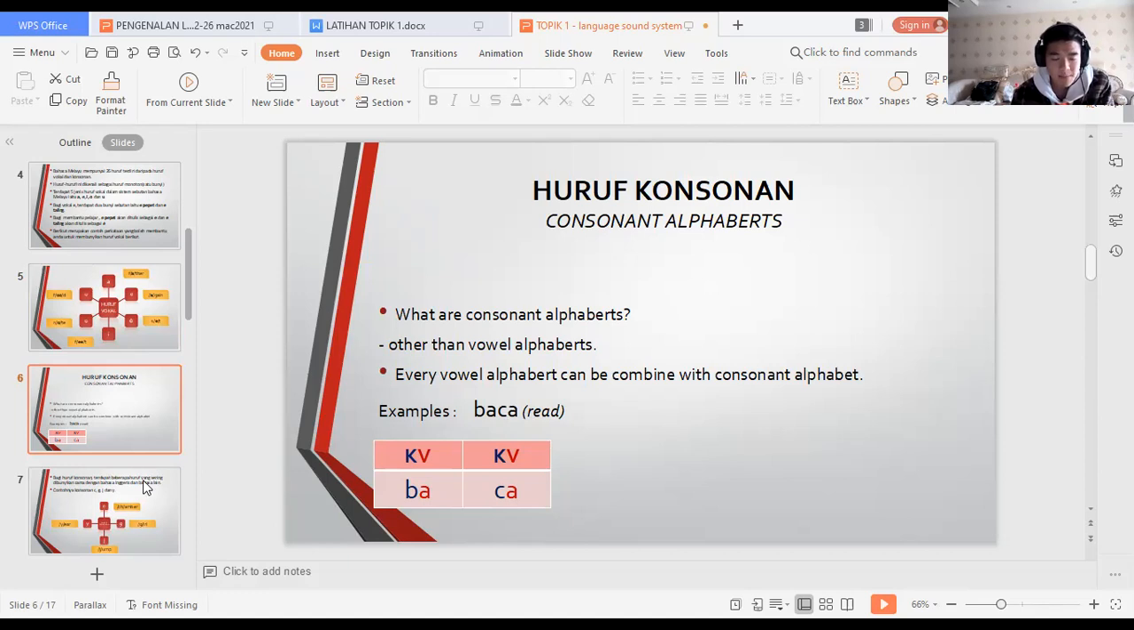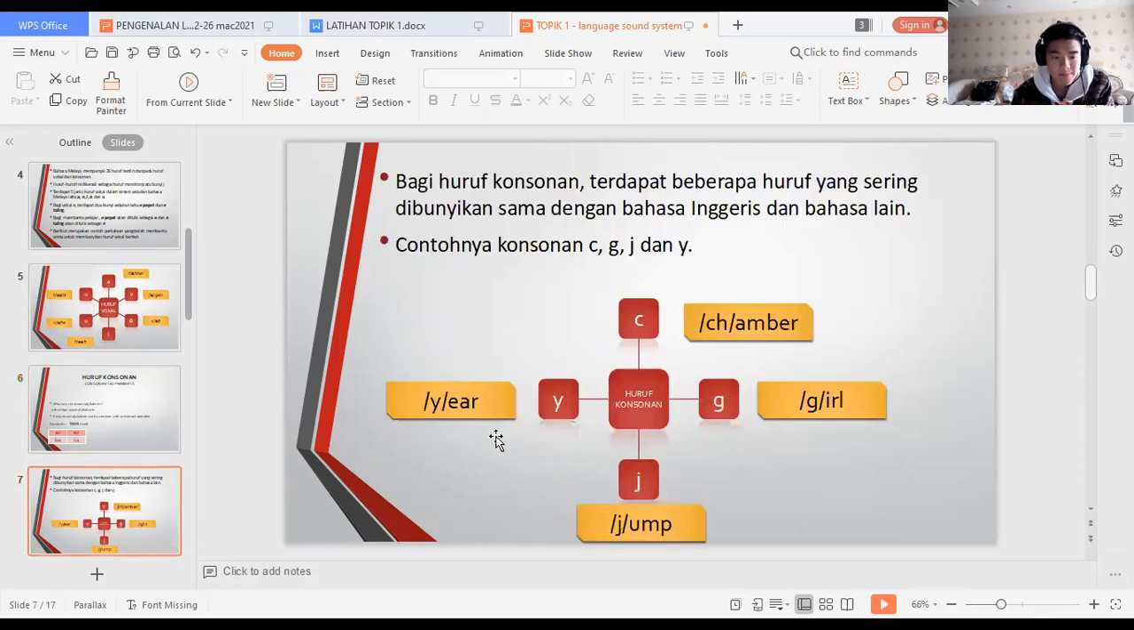Alright? So, I told you, this is a few of the consonants. Some students always get confused about how to pronounce them, how to sound them. Like C. I would like to call Safi again. Safi, are you here?